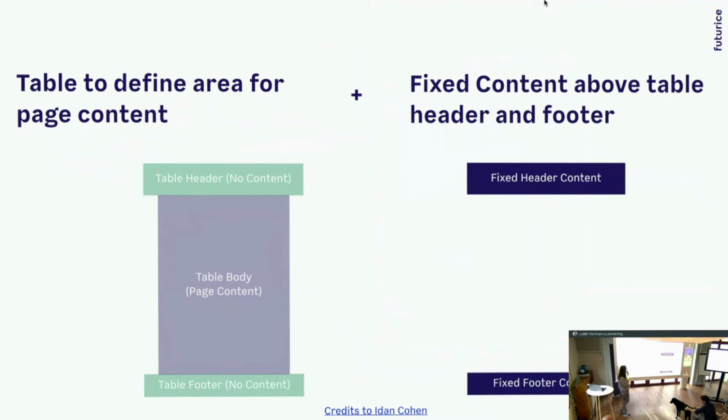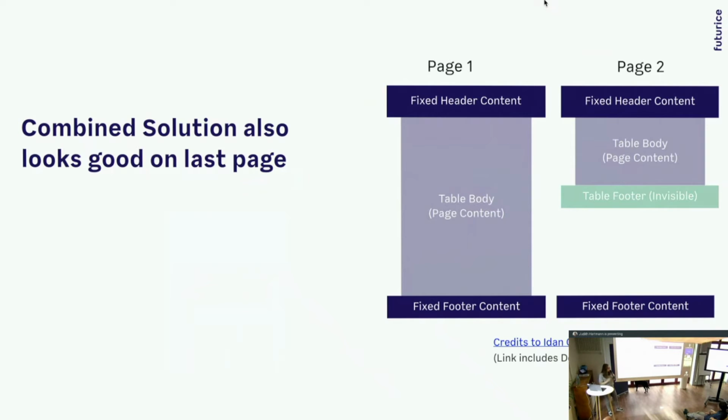So I used a table header and footer to define some margins for the page and put all the content in the body. And then the actual content I put in the fixed element that I put on the bottom and the top of the page. So this worked very well for all pages that have full content. The content just fits nicely.